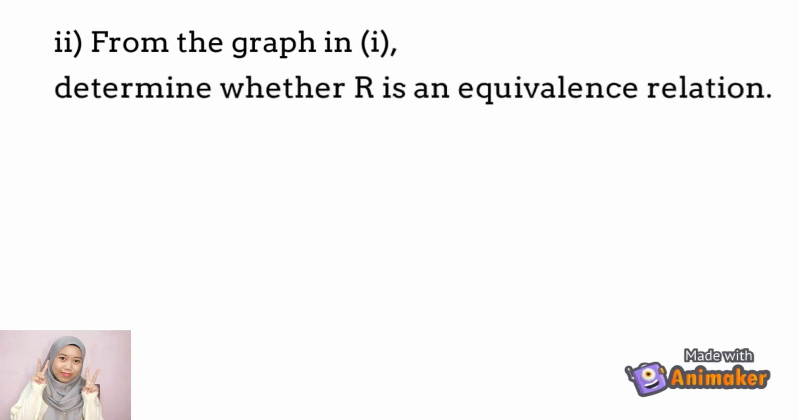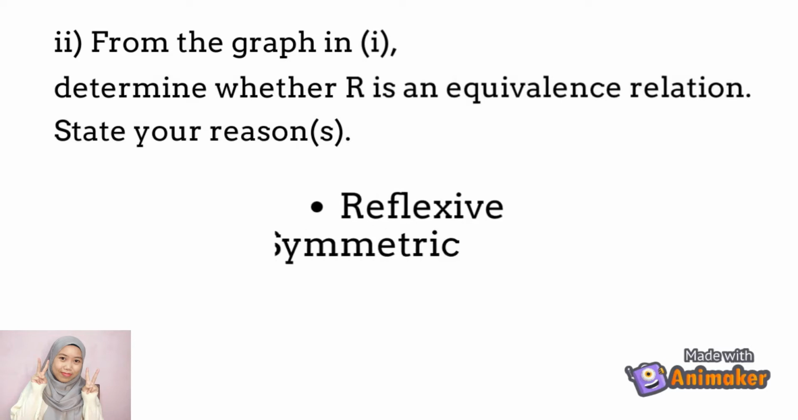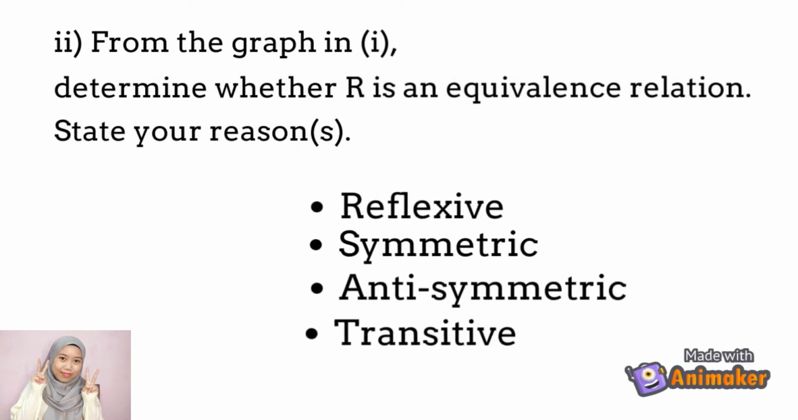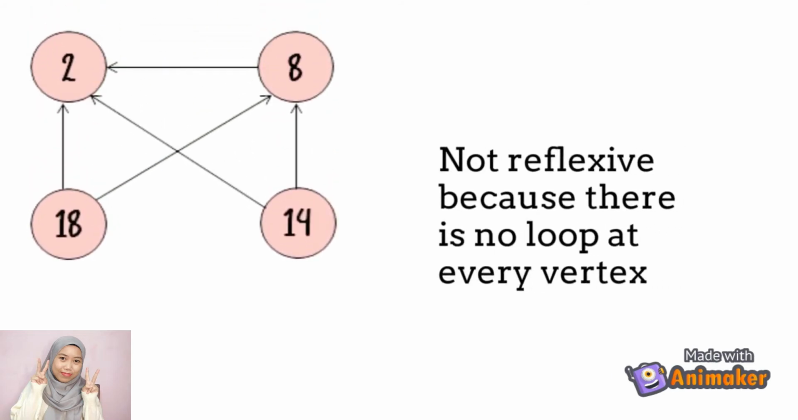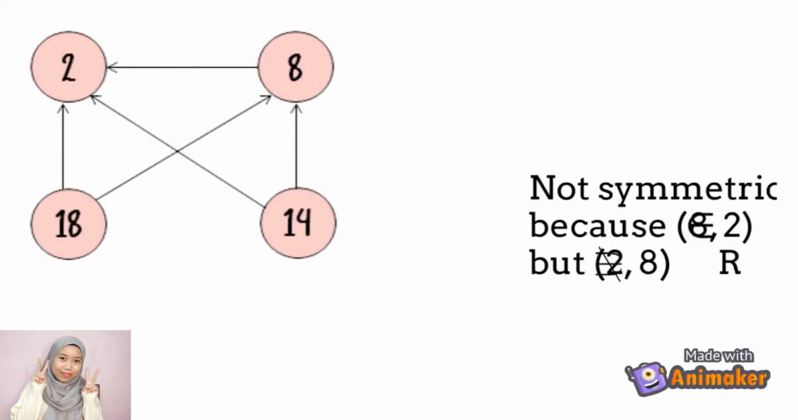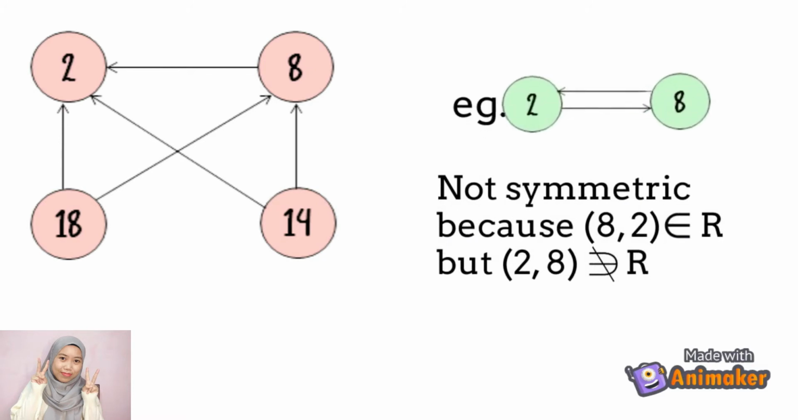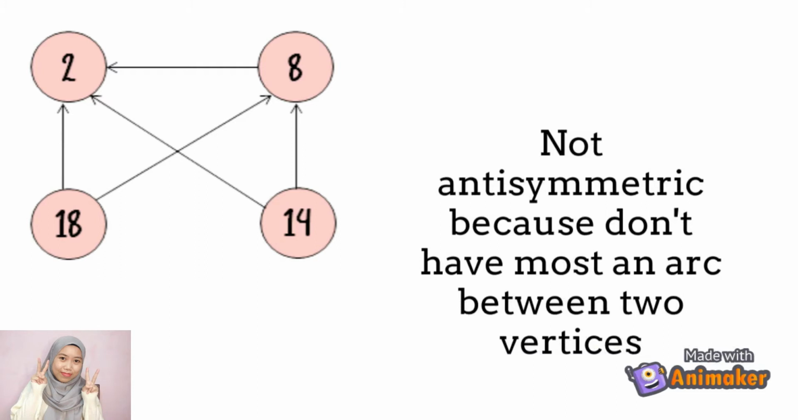For the second question, firstly we need to identify the properties of the directed graph and make sure all the properties are applied at every vertex. Our directed graph is not reflexive because there is no loop at every vertex. Not symmetric because 8 to 2 is an element of R, but 2 to 8 is not an element of R. Also not antisymmetric because there is not at most one arc between two vertices.